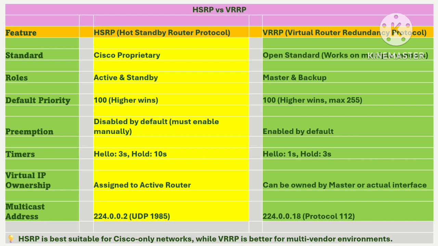The hello and hold timers are 3 seconds and 10 seconds in HSRP, whereas they are 1 second and 3 seconds in VRRP respectively. The virtual IP address is assigned to the active router in HSRP, whereas it is owned by the master or actual interface in VRRP. The multicast addresses and port numbers are shown in the slides.